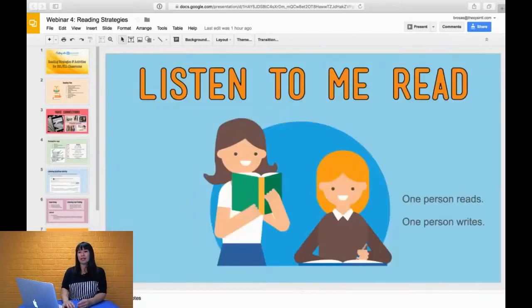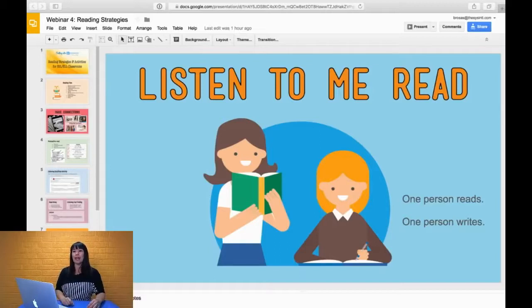Listen to me read. This is an activity that focuses on listening as well as writing, but also reading comprehension. What happens is you partner your students so that one's a reader and one's a writer. You're using that same reading that you're focusing on in class, and the student may read a sentence. The student reads, and then the listener will write what the student says. You can do this verbatim, or you can make it even harder and have them paraphrase.